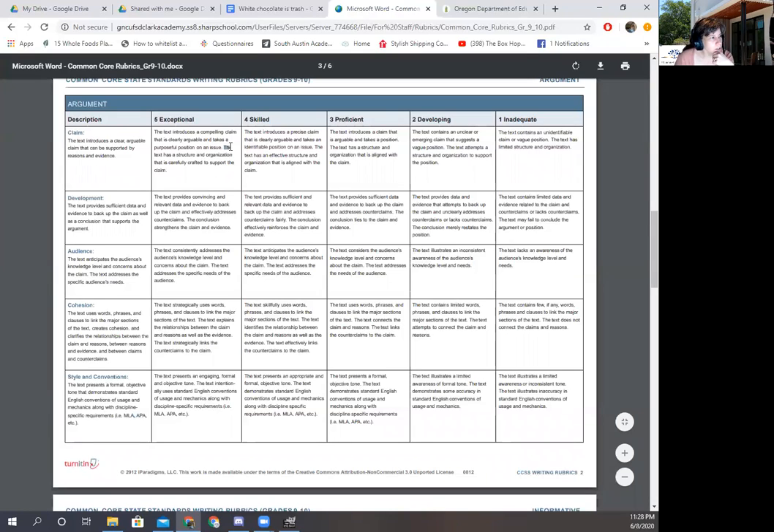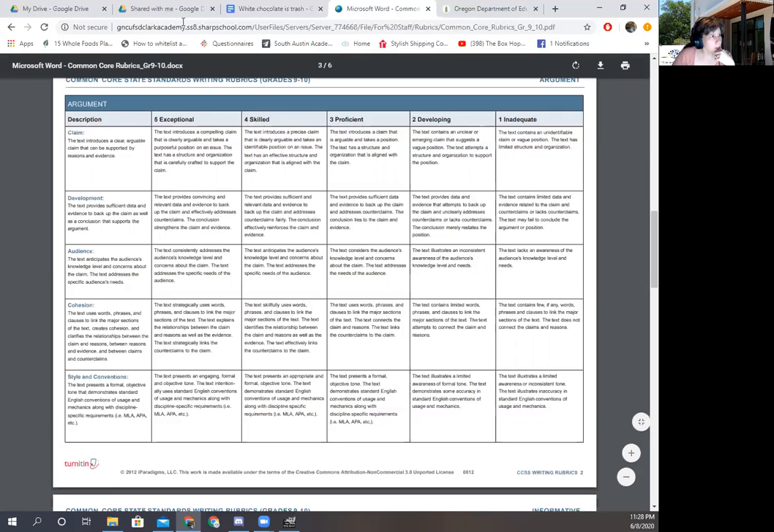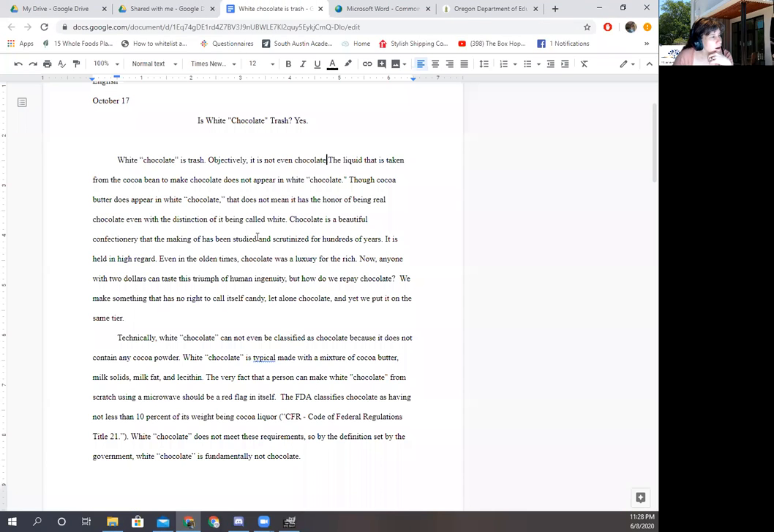So really this part in here, when I'm reading through this next bit, I'm gonna really focus in on it. Are the sentences flowing together? Are they organized? So when I look back at that first paragraph, white chocolate is trash. Okay, it's a pretty broad thing. Objectively, it's not even chocolate. The liquid that is taken from the cocoa bean to make chocolate does not appear in white chocolate. So these 3 sentences here do seem to, for me, have an organization, a hierarchy.